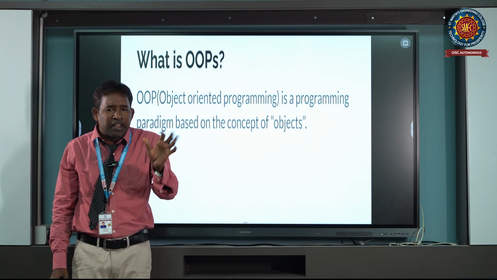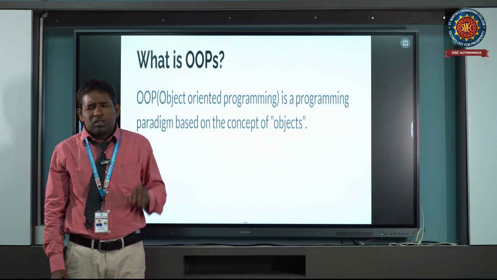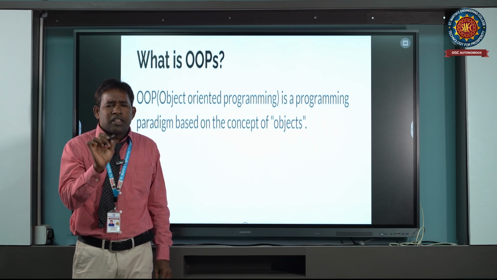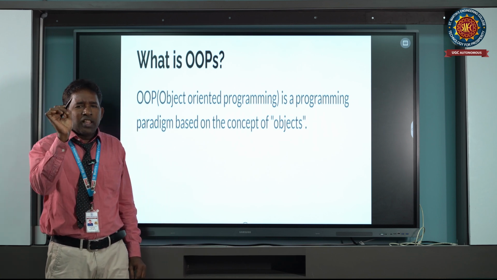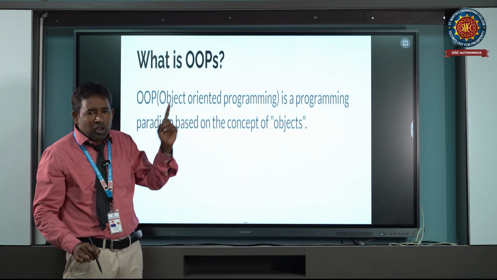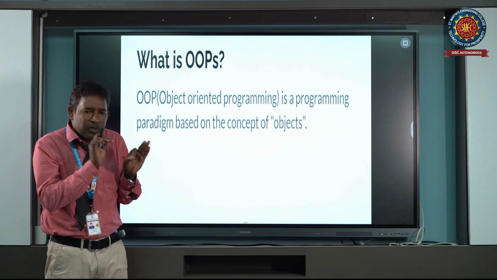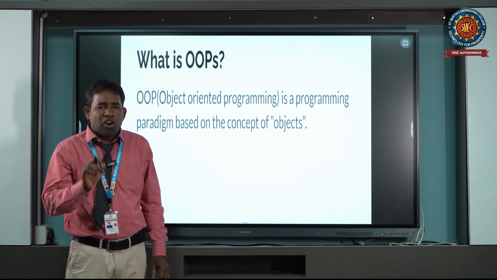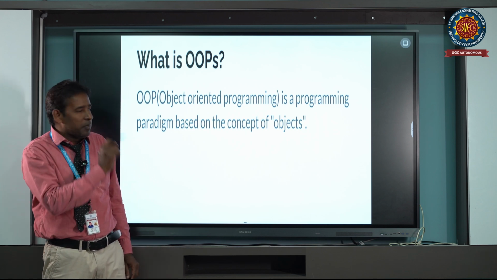A real world entity. You take anyone, say the pen. This is one object. You take a cam, one object. You take a bench, one object. A smart board is also one object. Why? Because we can see it and we can touch it. That is called an object. That is the paradigm.